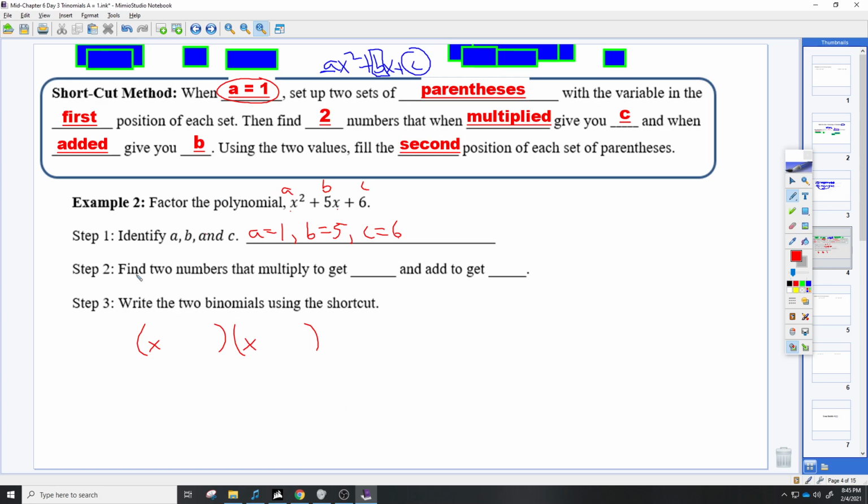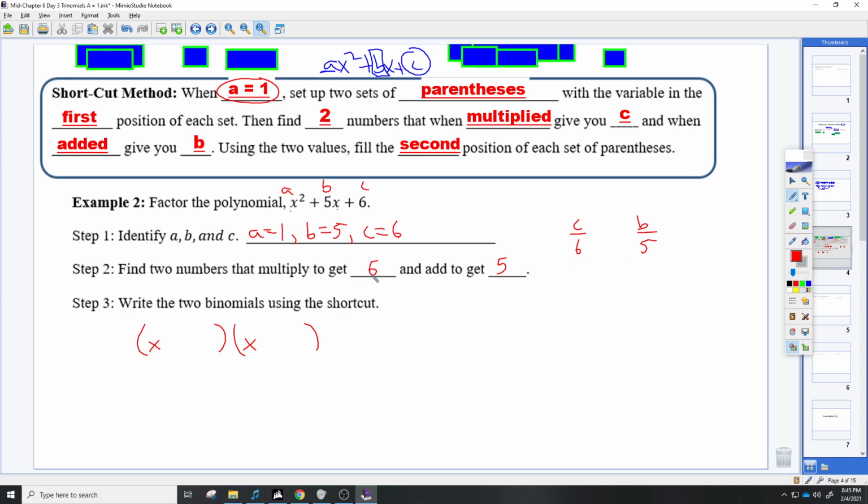All right. Step 2 says define the two numbers that multiply to get, what are we trying to get? Multiply to get C. Our C value was 6. We're trying to get two numbers that also add to get 5. Usually I'll go off to the side and say our C value is to multiply to get 6, and our B value we're trying to add to get 5. And then I'll just write it out on the side.